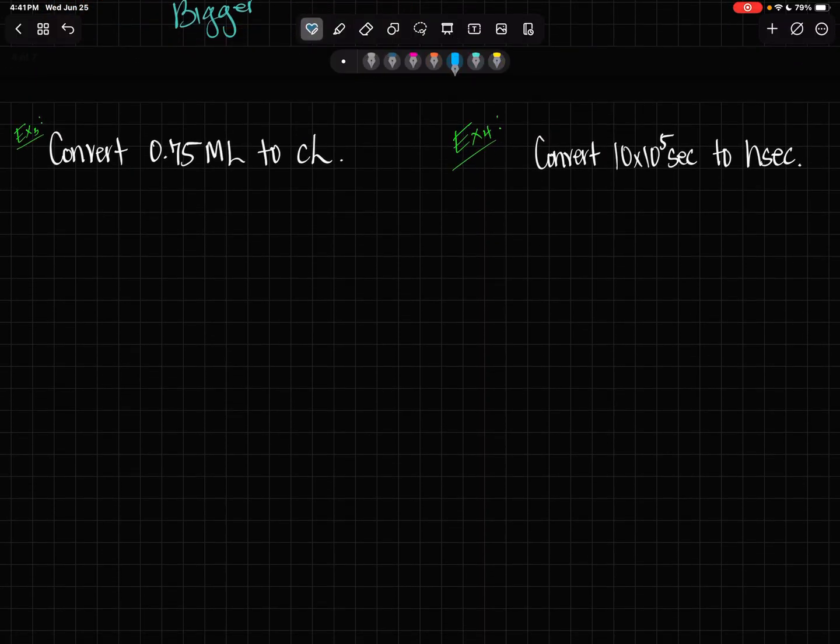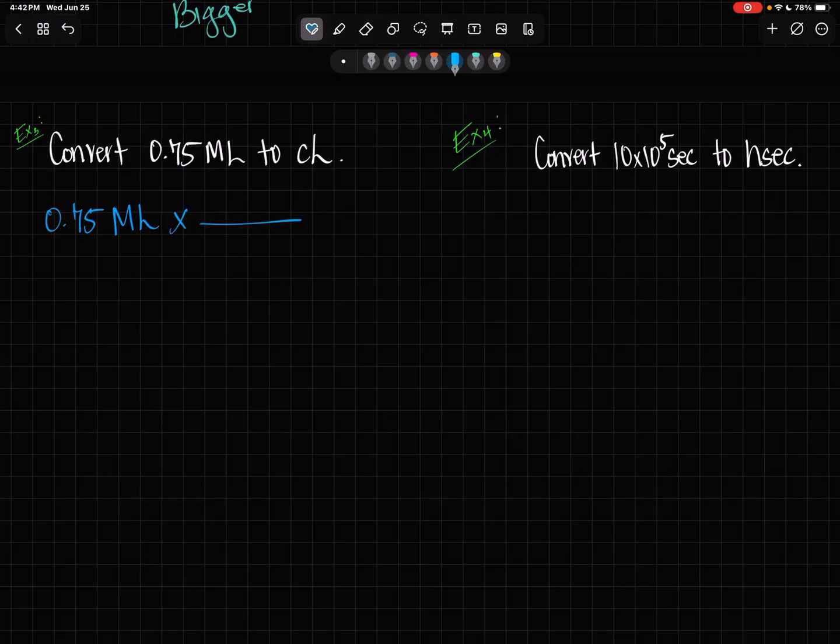So let's do another example. Let's convert 0.75 megaliters to centiliters. So how are we going to do this? Now this is another one of those where you have to go 2 steps to go from megaliters to base units, in this case liters, and then liters to centiliters. So let's go ahead and do that.